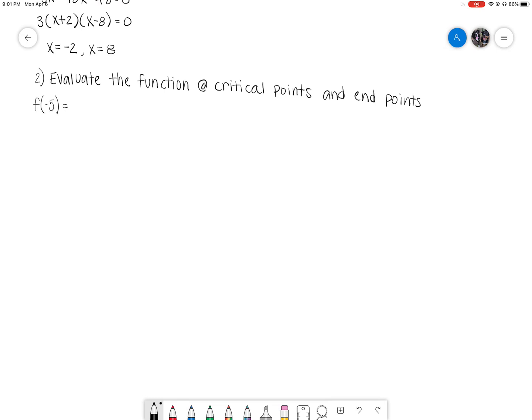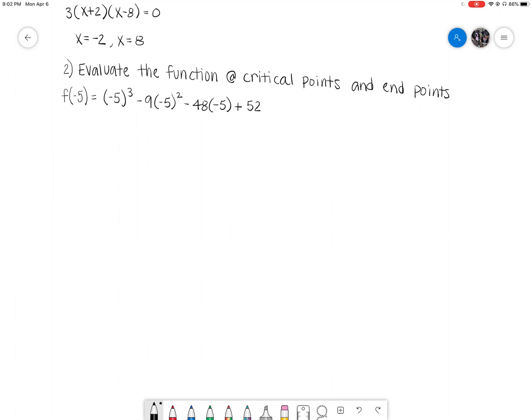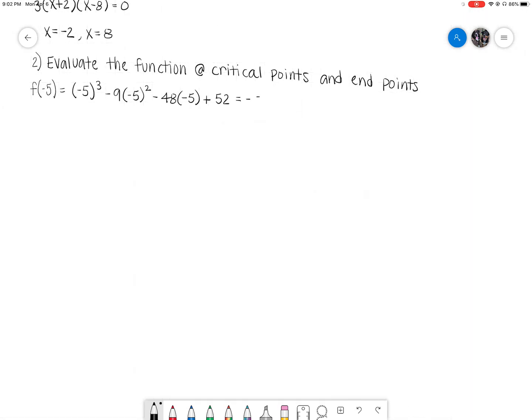G of -5 would be -5 cubed minus 9 times -5 squared minus 48 times -5 plus 52. And that gives us -58. G of -2 is -2 to the third minus 9 times -2 squared minus 48 times -2 plus 52. That gives us 104.